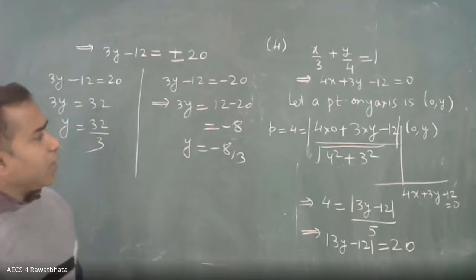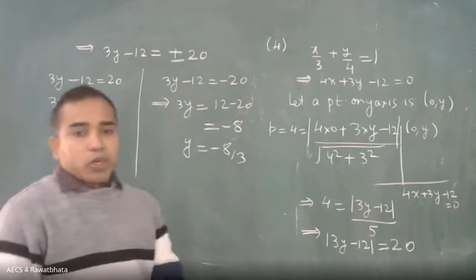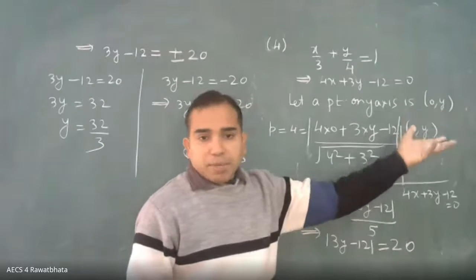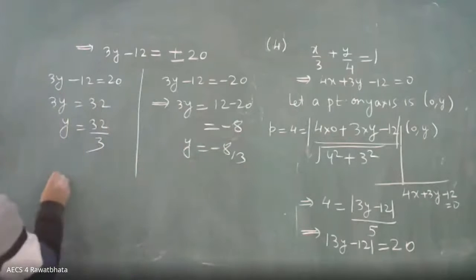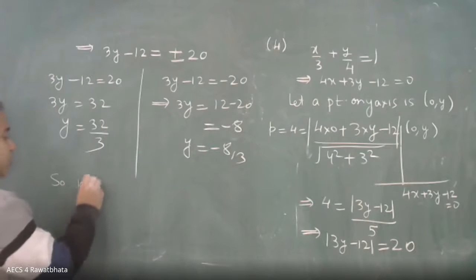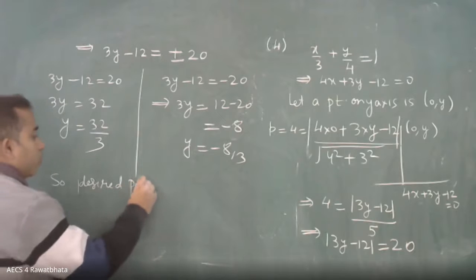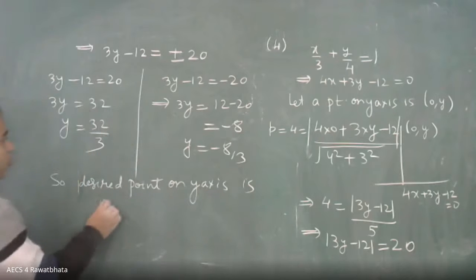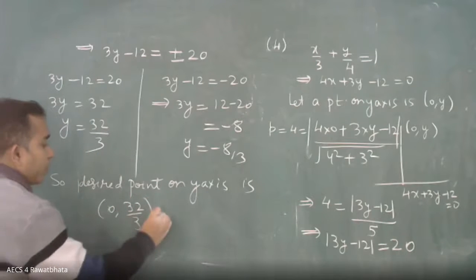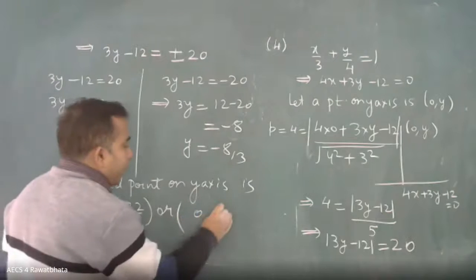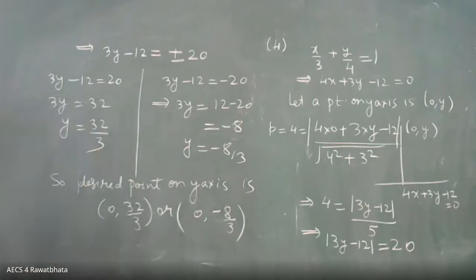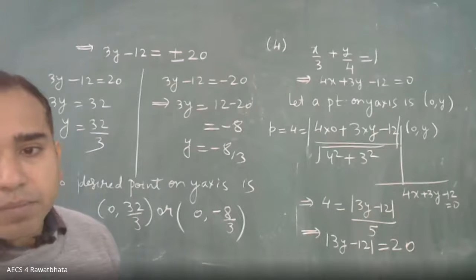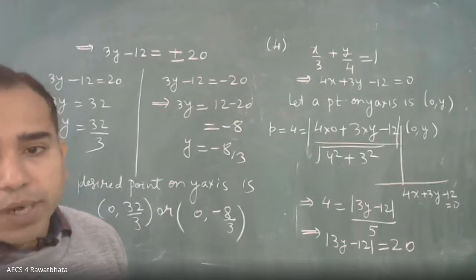But y की वैल्यू नहीं निकालनी है आपको. आपको तो कुछ और बताना था. क्या बताना था? Point on y-axis you were asked, which we assumed 0 comma y. So let us write the point when you have got y. So desired point on y-axis is 0 comma y, 0 comma 32 upon 3 or 0 comma minus 8 upon 3. I hope this should be the right answer. Students, please check. Is this right? I hope it should be right.